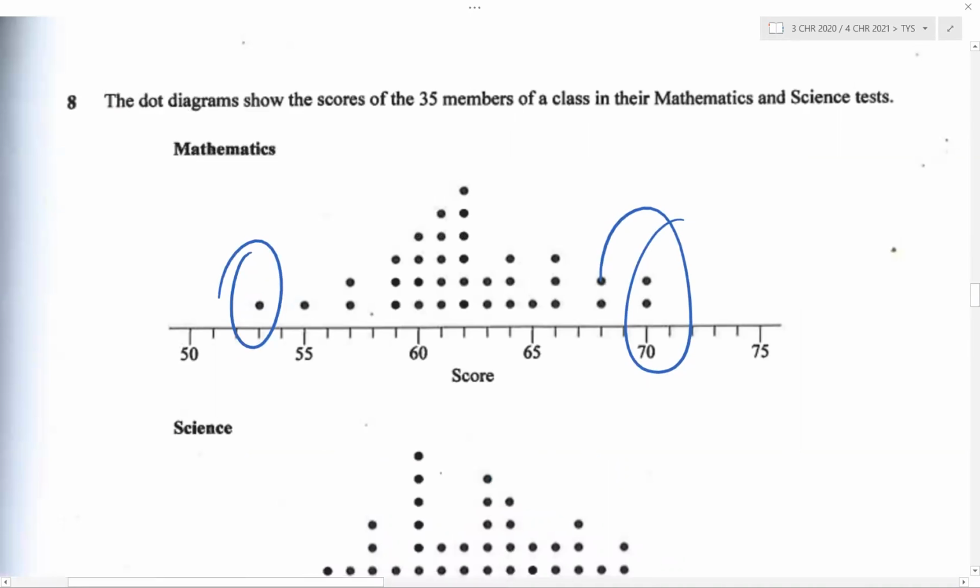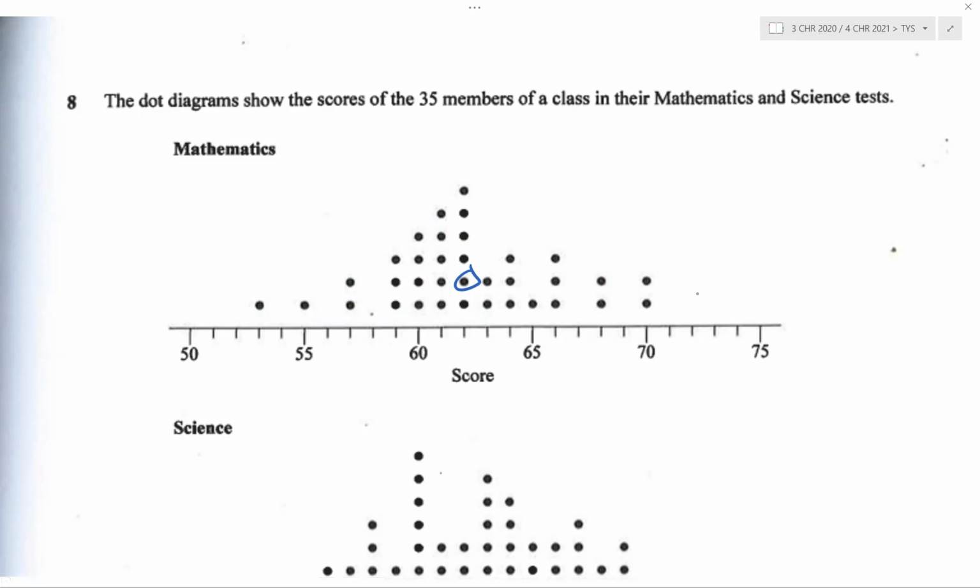We need to find number 18. So let's go and count. This is number 1, 2, 3, 4, 5, 6, 7, 8, 9, 10, 11, 12, 13, 14, 15, 16, 17, 18. Okay, this guy, the one I circled, he has position number 18. Then we ask him, what did you get? He got 62. The median is 62.